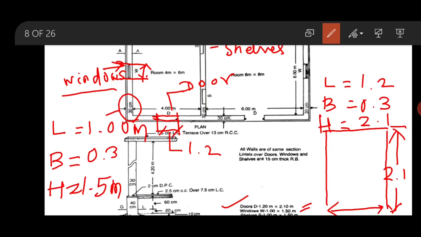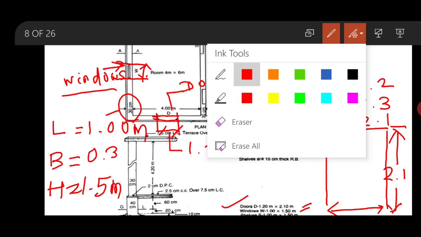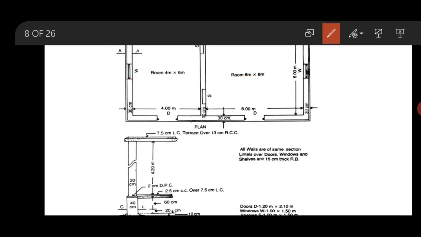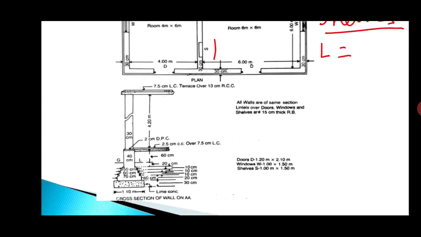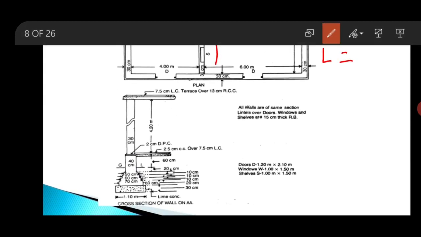Now we will move to the shelf. For the shelf, the dimension is also given as 1 by 1.5, the same as the window. So the length of the opening is 1 meter and the height is 1.5 meter.